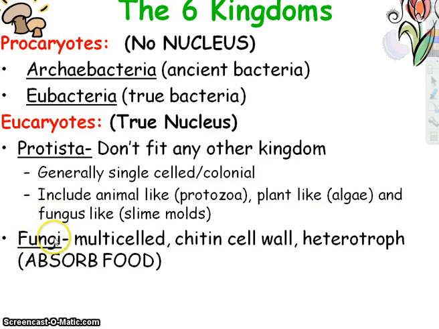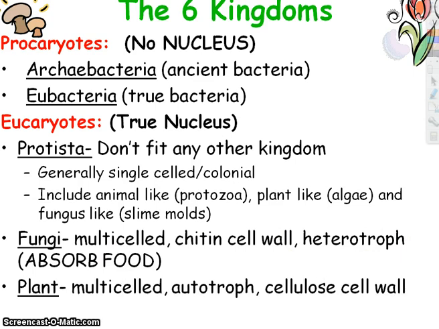Fungi, like your mushrooms, molds, mildews, what they all have in common is that they're multicellular. They have a cell wall made out of chitin, and that's pronounced chitin, not chitin. And they're heterotrophic. Not only are they heterotrophic, but they all absorb food. They all secrete enzymes that break down their food, and then they absorb it, which is a little different than animals. Plants are multicellular also, but they're autotrophic. They make their own food, and they have cell walls made out of cellulose.